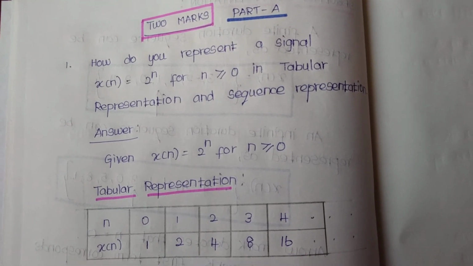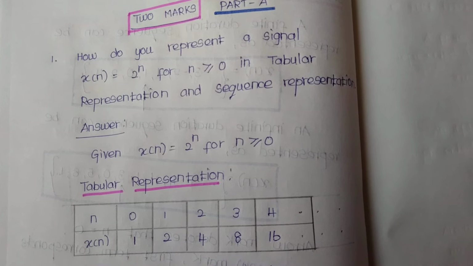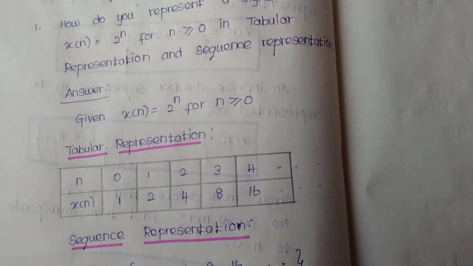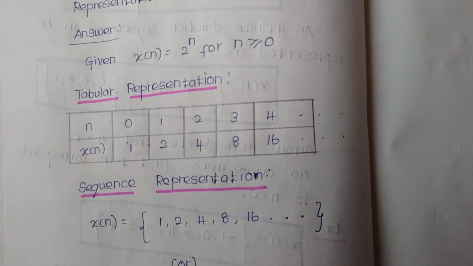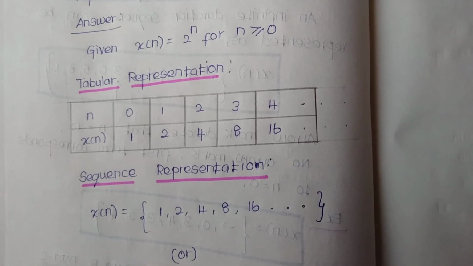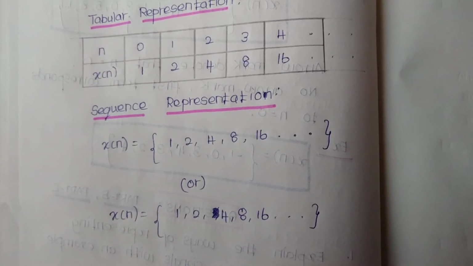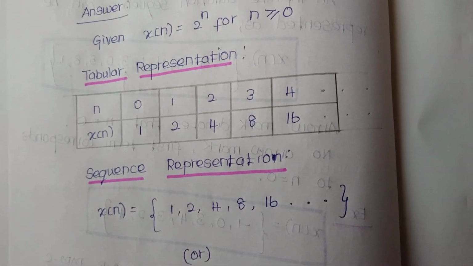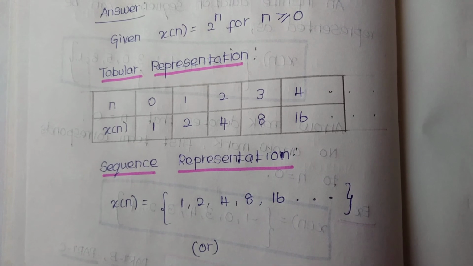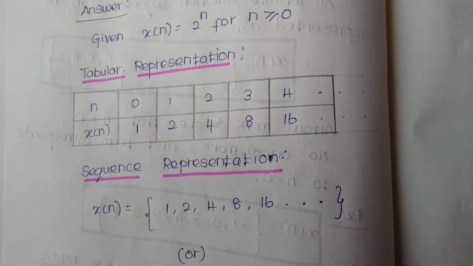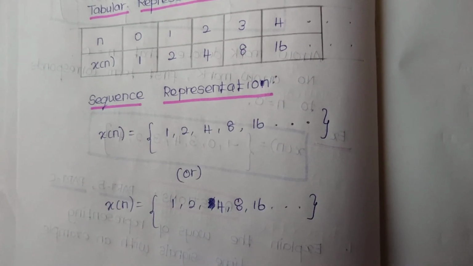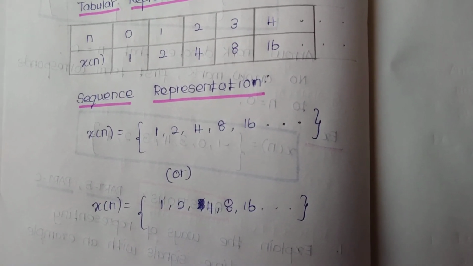How do you represent a signal x of n equal to 2 power n for n greater than or equal to 0 in tabular representation and sequence representation? The answer is, let us write the given sequence x of n is equal to 2 power n for n greater than or equal to 0. The tabular representation is n is equal to, you substitute 0 instead of n. 2 power 0, 1. 2 power 1, 2. 2 power 2, 4. 2 power 3, 8. 2 power 4, 16. So those sequences can be written like this: 1, 2, 4, 8, 16.